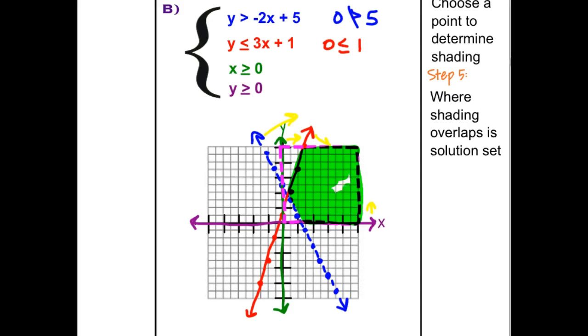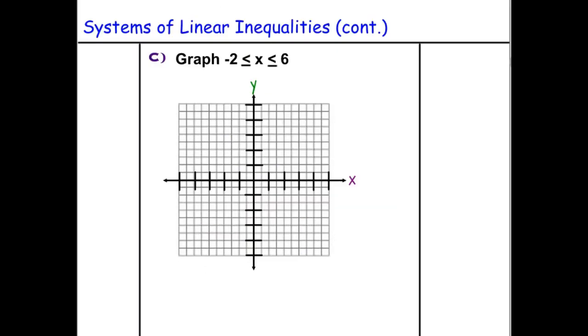So it's a matter of getting the feel for it, and what might help is to mark your shading with a pencil and then shade your final region with a highlighter, and I will have highlighters provided for you. So, now that you've seen that, now we look at graphing when there's only one variable.